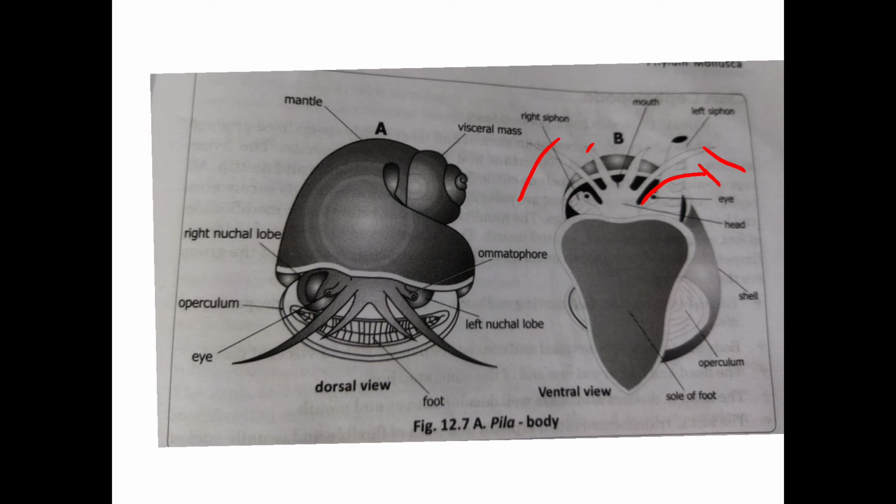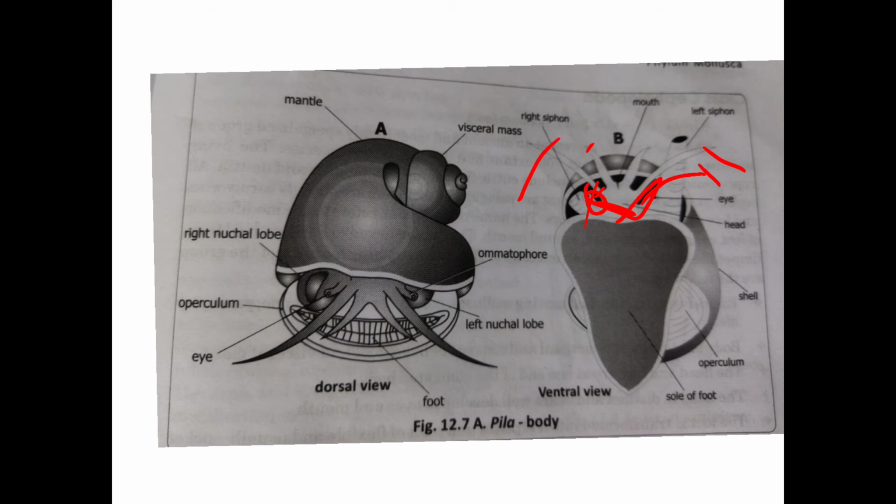Then the eyes are short, stumpy, and contractile also. These are the eyes, small contractile eyes. They are present on a stalk called the ommatophore. Eyes are present here on a stalk, and this stalk is called the ommatophore.